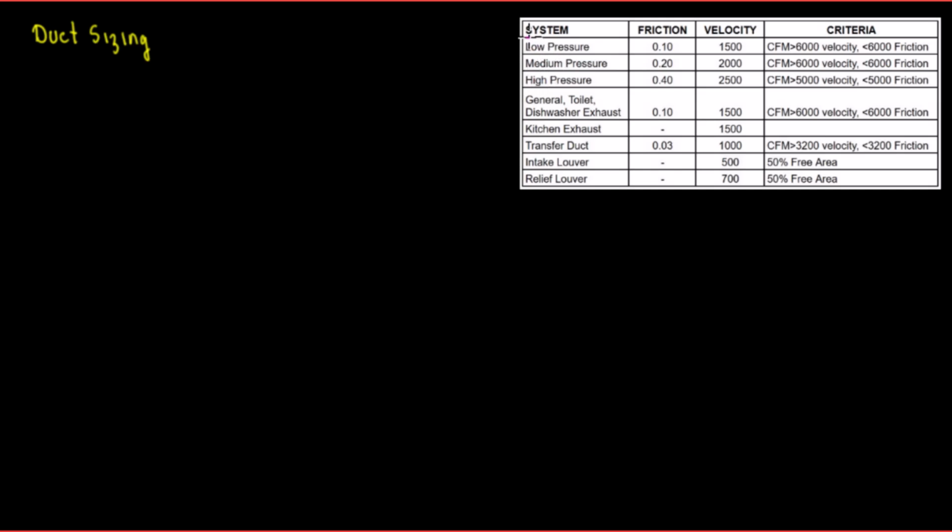So usually what we do is low pressure and medium pressure. I have seen this a lot. High pressure might be for specialties or industrial, and then we have general, toilets, dishwasher, exhaust. That's mainly for commercial kitchens. In the commercial kitchen you also have a dishwasher and kitchen exhaust, so you have a transfer duct, intake louver, relief louver.